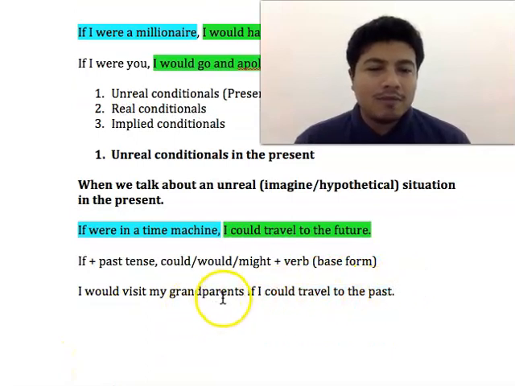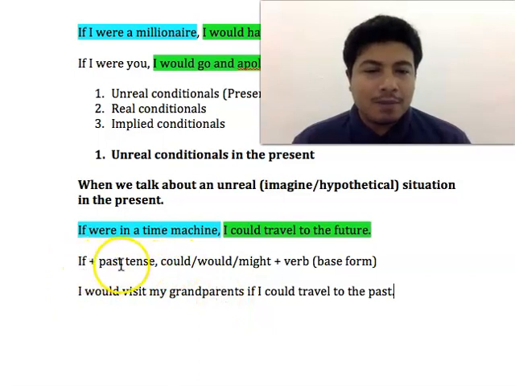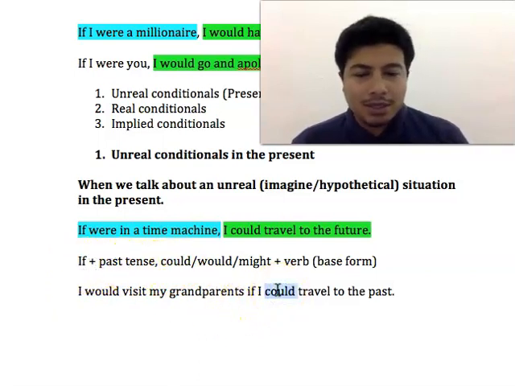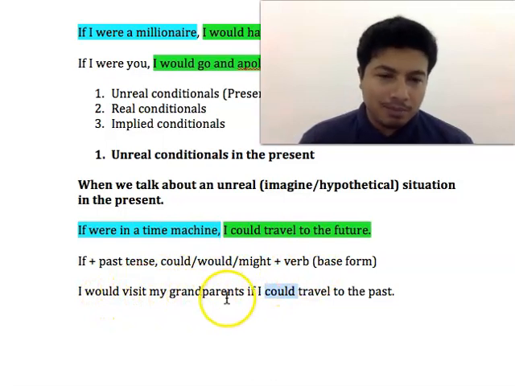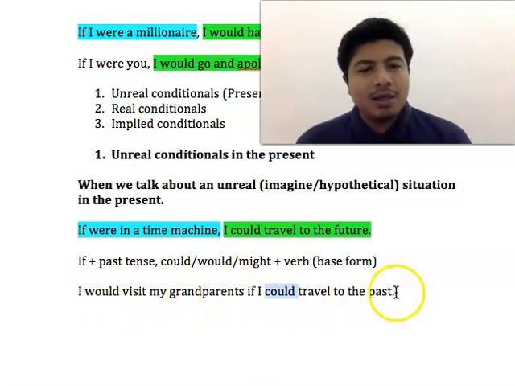So you can observe this sentence to the one that we have here. So if plus past tense. So we have if plus, so this is basically the past tense. The past tense of can is could. And then we have I would visit my grandparents. So I would visit, verb in the base form, my grandparents. So that is unreal conditionals in the present.